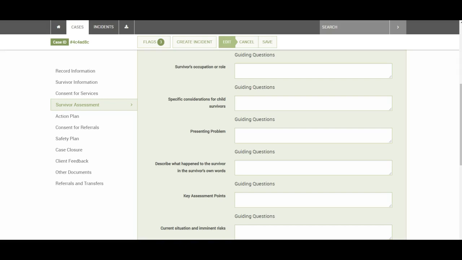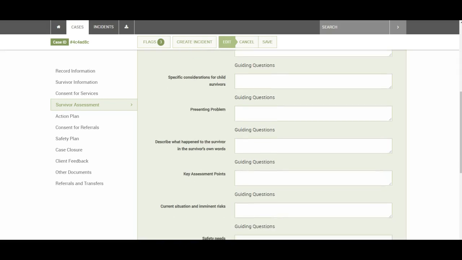Then it moves into questions about the presenting problem, including describe what happened to the survivor in her own words. Identify what problem, concern, issues the survivor is requesting assistance or support for. You can list the survivor's main concerns in her own words. These might include immediate safety, children's safety, access to economic resources, medical assistance, perception of others, as a few examples.